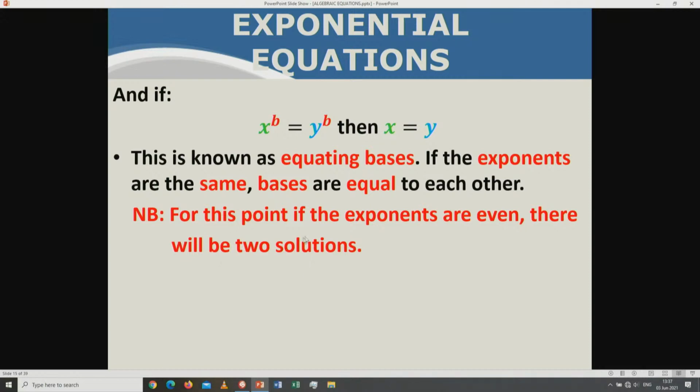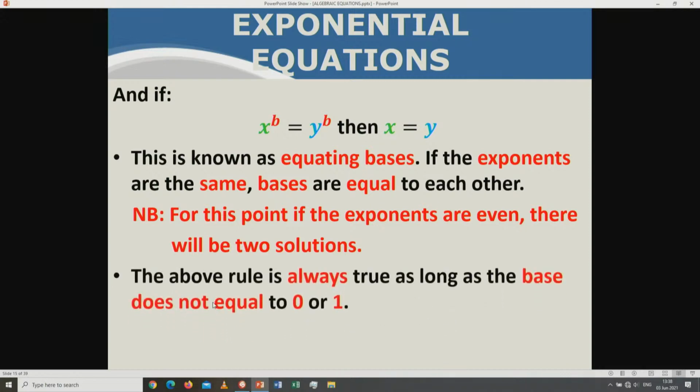Please take note that for this point, if the exponents are even, there will be two solutions. So we must be careful of that. But if the exponents are odd, then we will have only one solution. I think for grade 8 and 9, that's where the problem arises, whereby a learner will write only one solution for the even exponents.